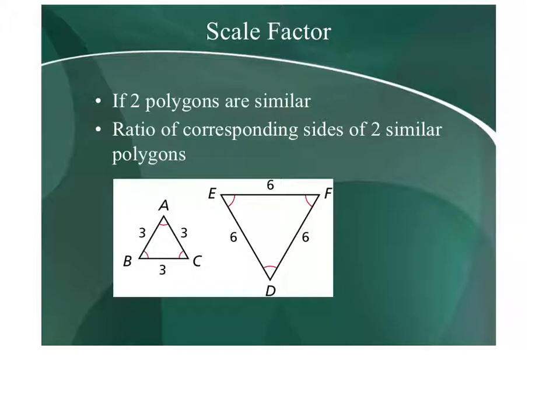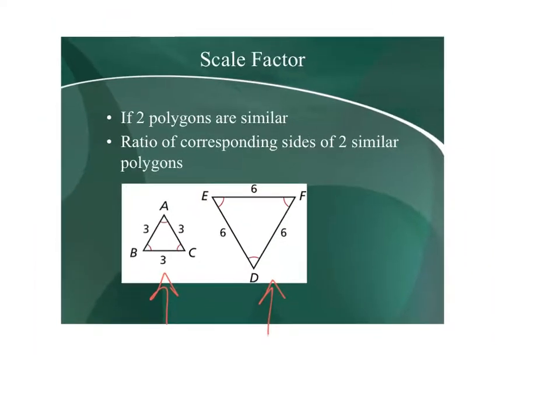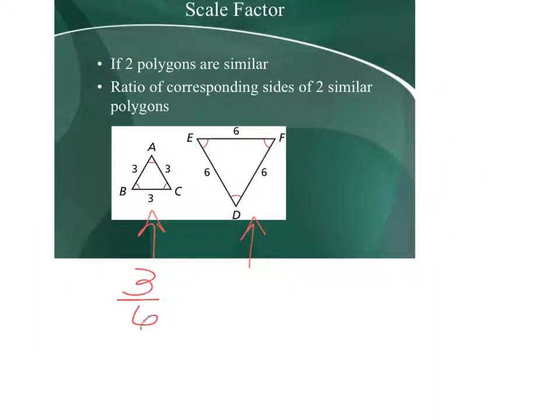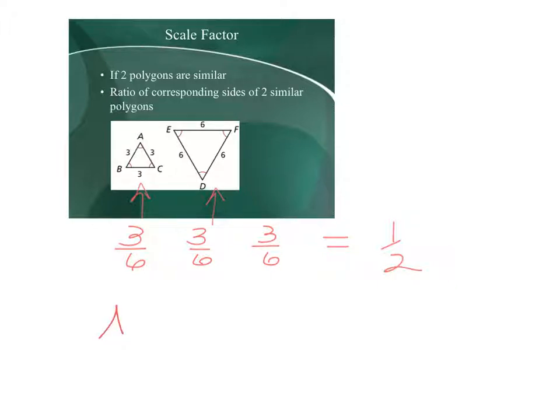And they're also equiangular, because notice the sides. This is a smaller equilateral and this is a larger equilateral. But if I were to take all of the corresponding sides and match them up, I could see that they all become 3/6, which simplifies to 1/2. So if I said, what is the scale factor of triangle ABC to DEF, you would say it has a scale factor of 1 to 2.